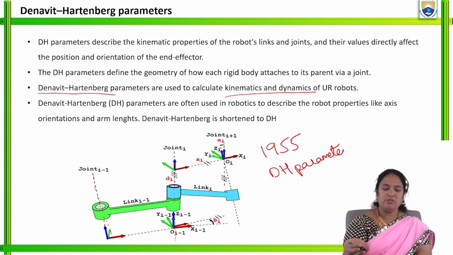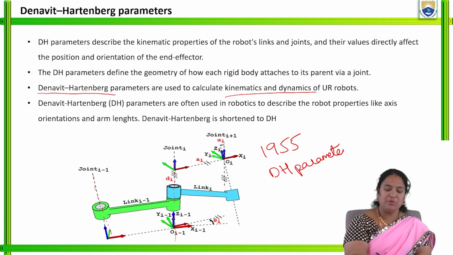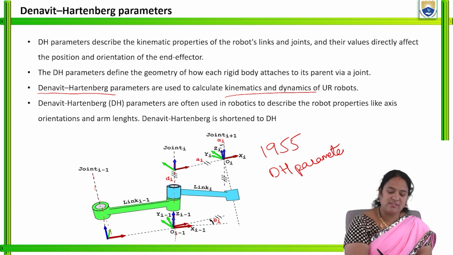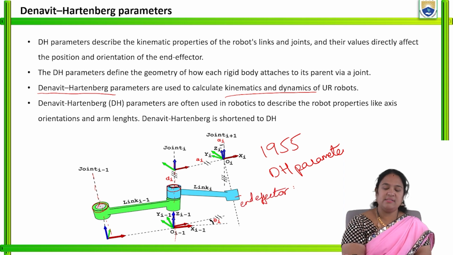Clear? Now, based on these parameters, we will find out how we solve the matrix for this DH parameter. You can see this figure, right? Here this is joint 1, this is joint 2, and this is the end effector of the robot. Each and every joint is attached with the help of a link to the end effector.